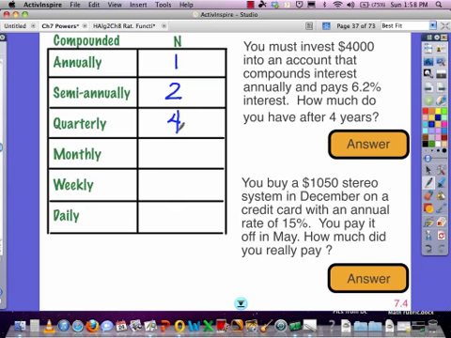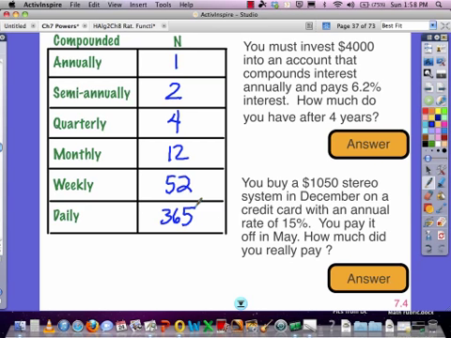Monthly, every month, we know there's 12 months in a year, so n would be 12 times that the bank does it in 1 year. Weekly, we know that's 52 weeks in a year, so 52 different calculations would be done. And then daily, we like to go with the 365. We're not going to go with anything astrological. Okay? So those are typically the ones you're going to see.